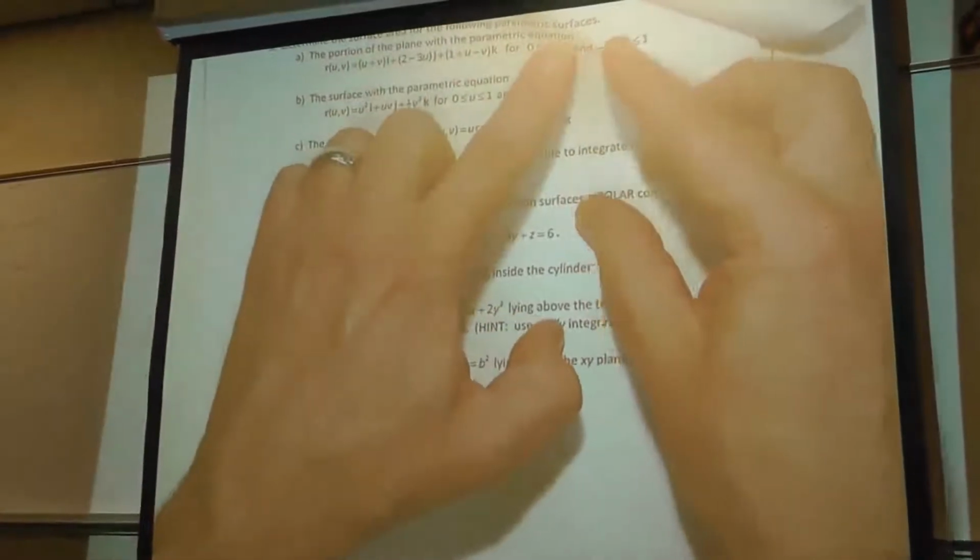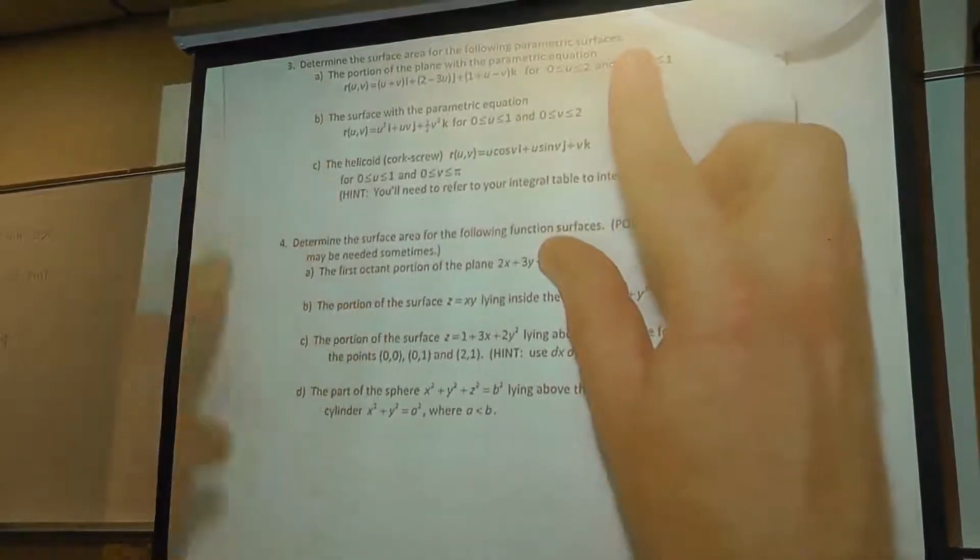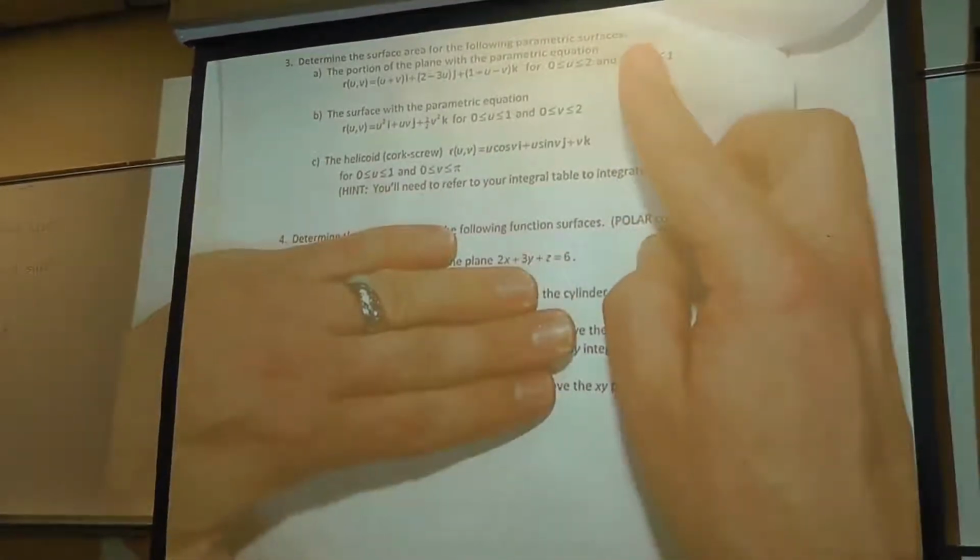And again, this is still the same set. The first 3 right here, you're asked to determine the surface area of the following parametric surfaces. So I do want you to try 3, A, B, and C here. But you can actually stop right there.